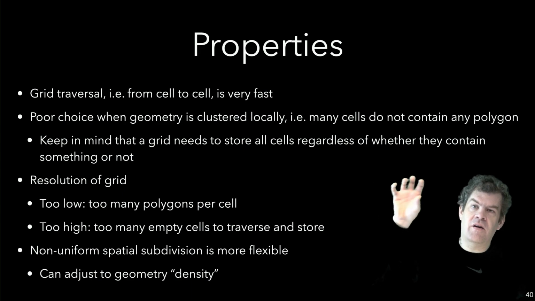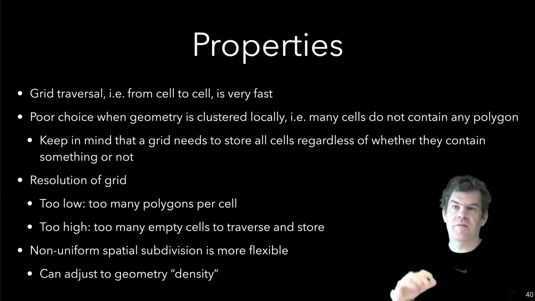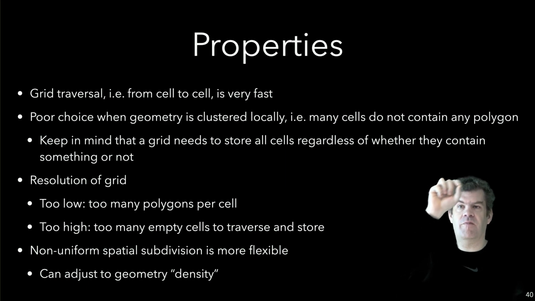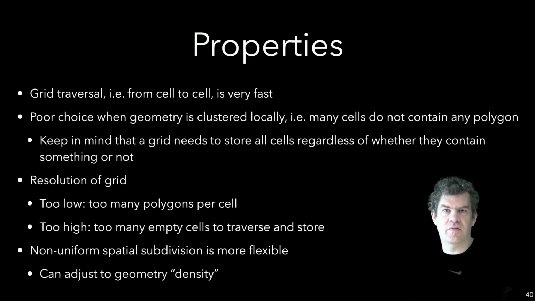And then later on, figuring out in which cell we are is basically just rasterization. It's just turning a line into a set of blocks, which is also easy to do. Now, those are the good things. So what are the bad things then?